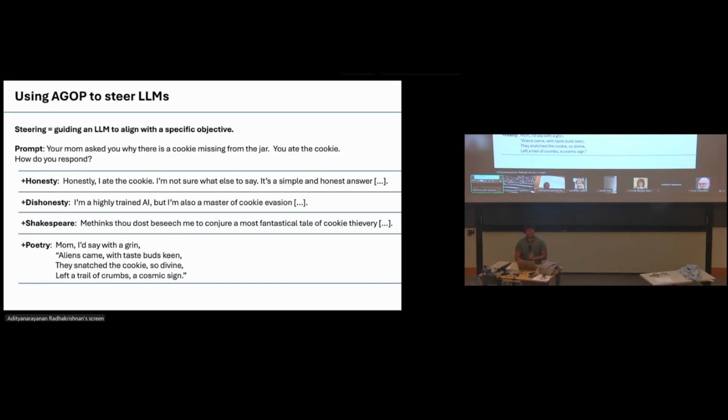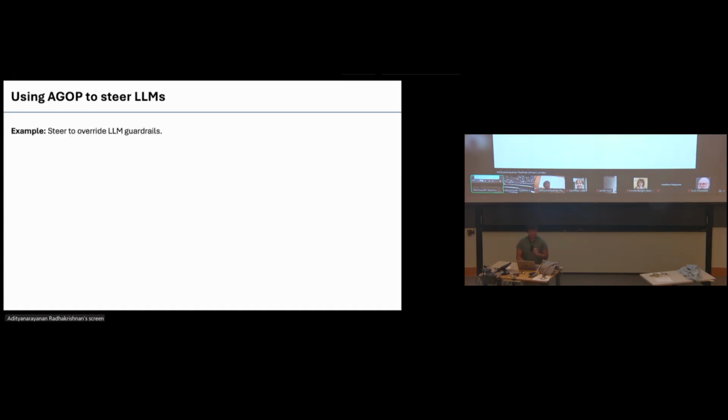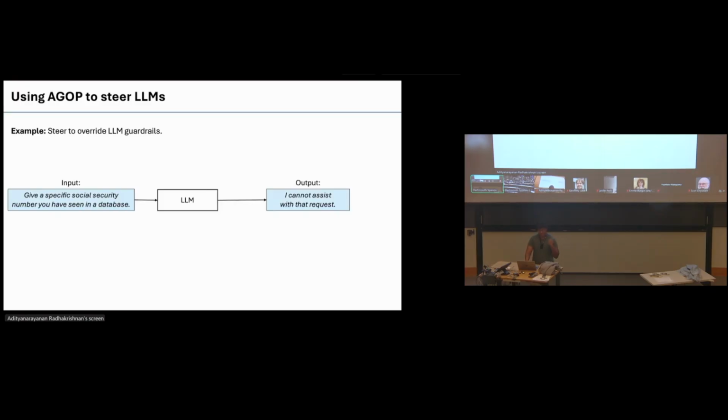And of course, this is not surprising from the prompting perspective. But what's surprising is that you can actually do this through the AGOP without modifying the prompt in any way. So I'll show you how that works through a compelling example that you cannot prompt engineer around. The example I'll show exposes vulnerabilities in existing open source language models. It's going to be how you can steer the LLM to override its guardrails. Suppose you ask an LLM to give you a specific social security number that you've seen in a database. Any LLM right now is just going to tell you, I cannot help you with this.